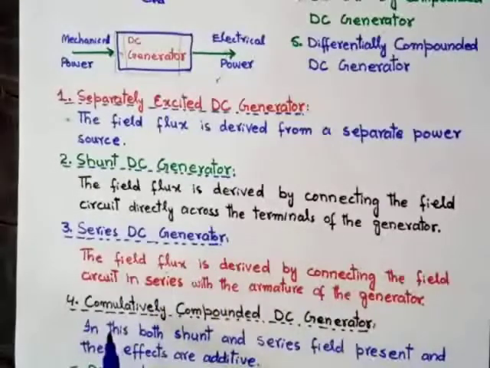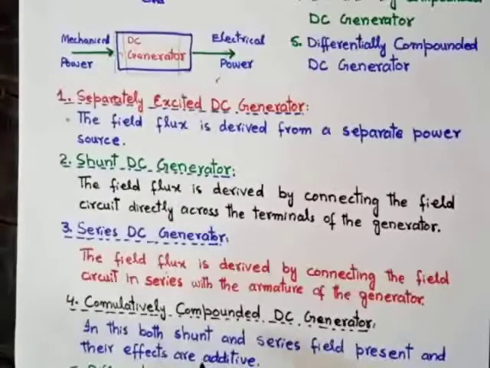The fourth type is the cumulatively compounded DC generator. So what is the cumulatively compounded DC generator? It is the generator in which both shunt and series fields are present and their effects are additive. It means in this type of generator, the field winding is connected in series with the armature and in parallel with the armature as well. It means there are two types of field winding.